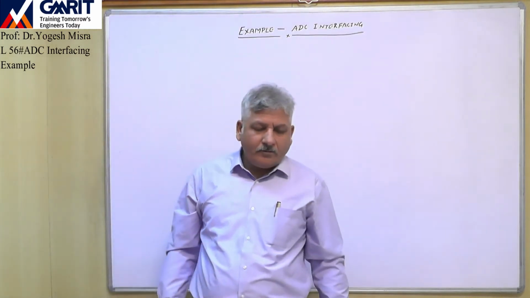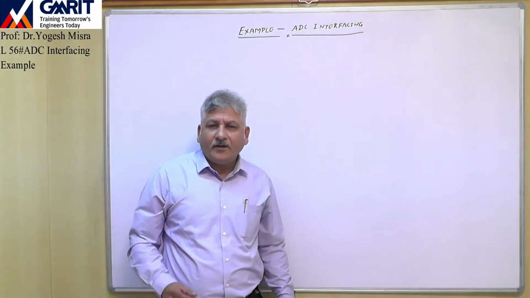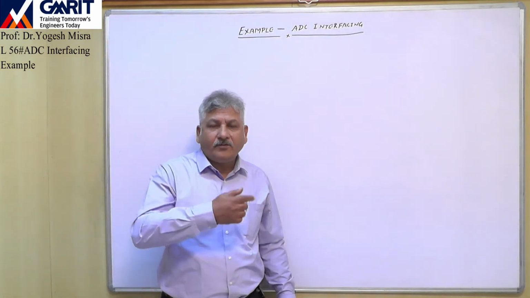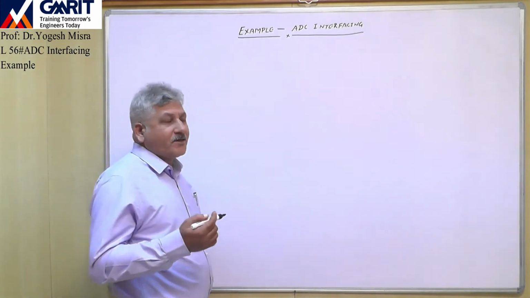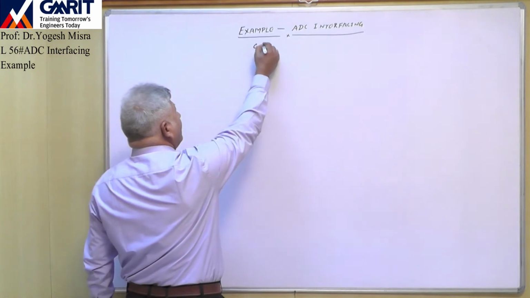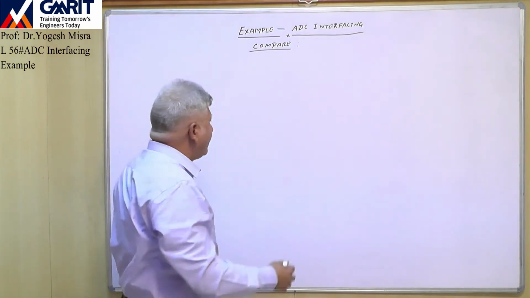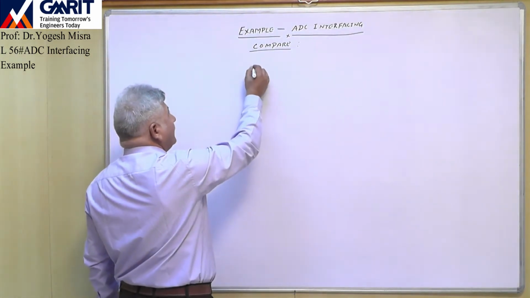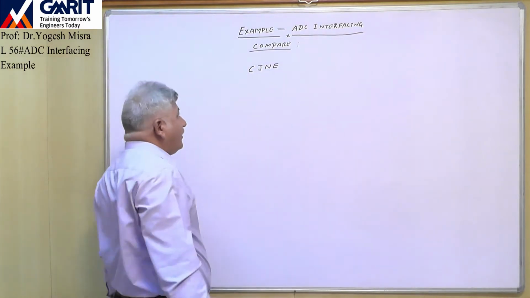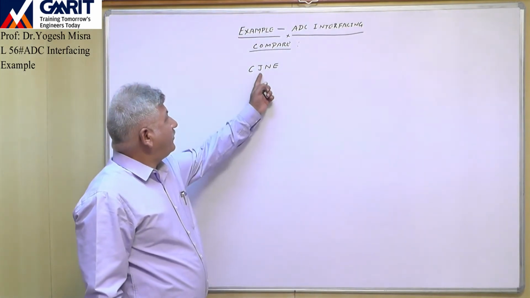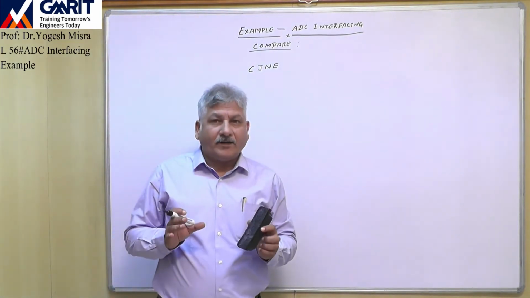But before coming to that interfacing example of ADC, we will discuss one instruction which we will use in this interfacing example. And the instruction is the compare instruction. It is used to compare two numbers. The instruction mnemonic is CJNE. This means compare, jump if not equal. So this instruction will compare two numbers.